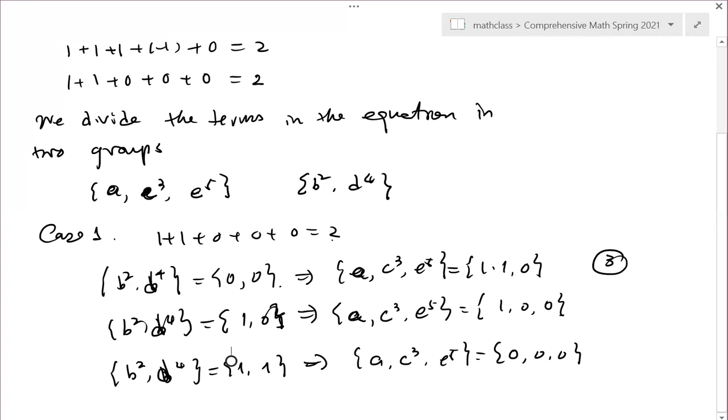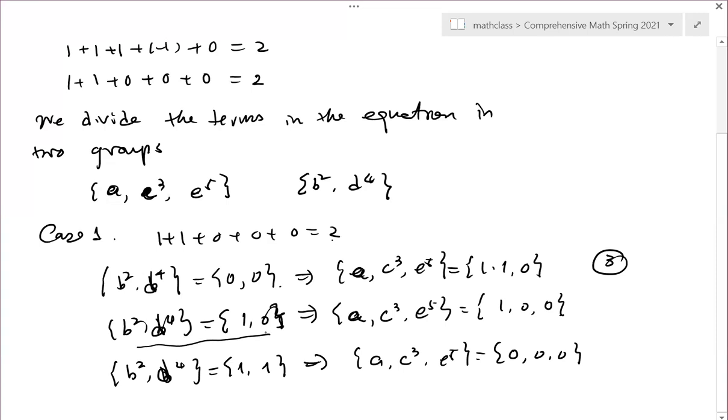Then how about a, c cubed, d to the fifth? Then you have 1, 0, 0. It can have a 0, 1, 1, 0, right? You have 0, 0, 1. So the question is how many of them? So for the first one, how many solutions are you going to get?